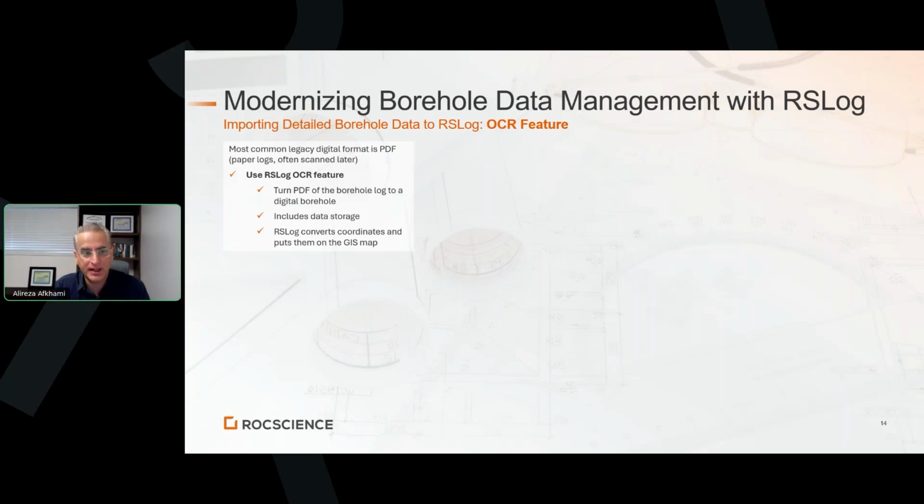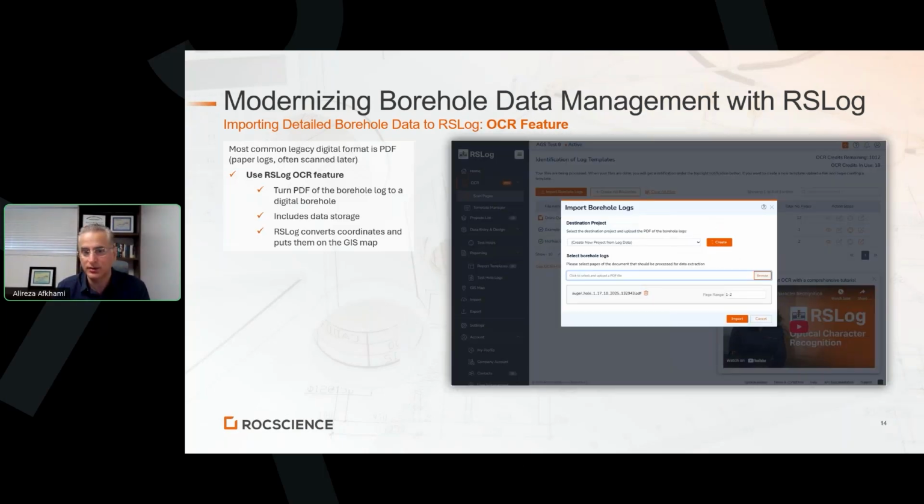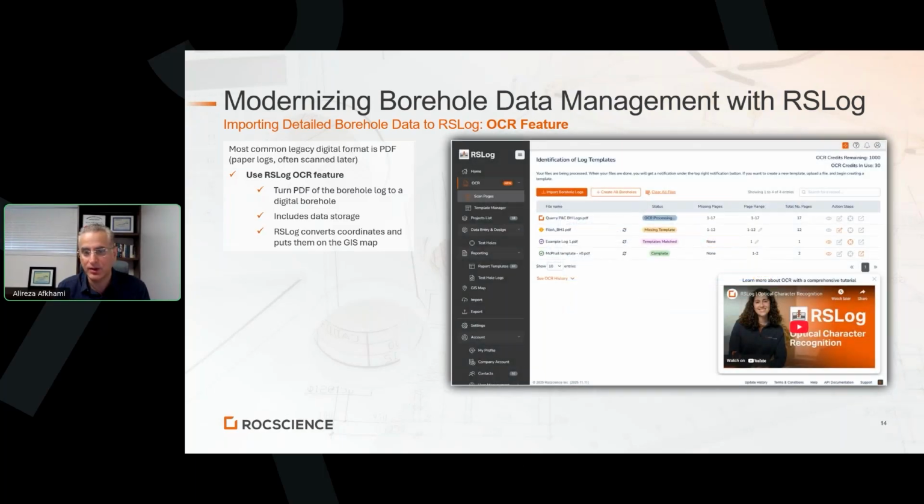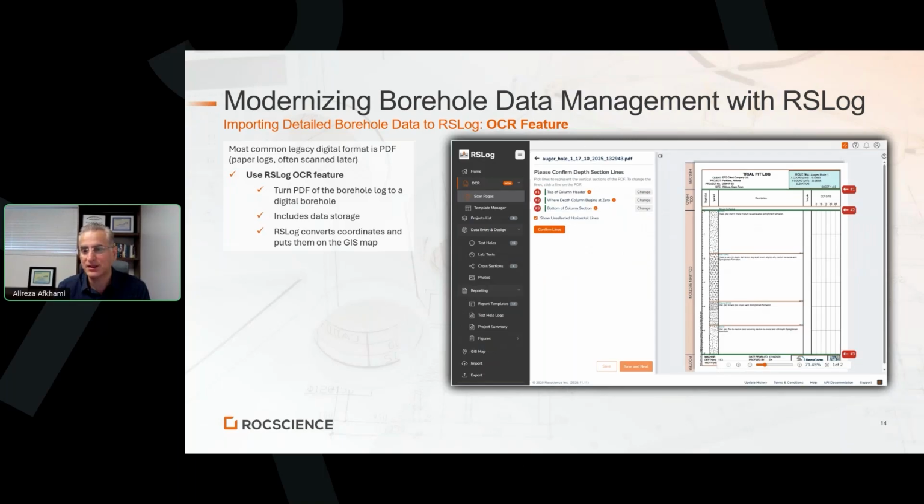With the OCR feature, the only thing you need to do is scan those pages and then upload them into RSLog using that feature. Once the data is uploaded, it goes into a queue and the file will be processed. Then in the next step, you'll have the chance to finalize the log template, because that's the whole thing. You need to tell the program, here's my header, here's the footer. The program will identify and detect these automatically, but you will have the chance to finalize.